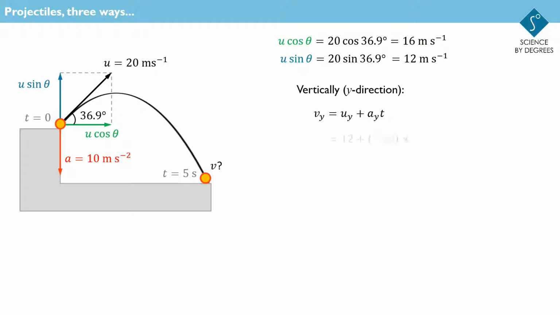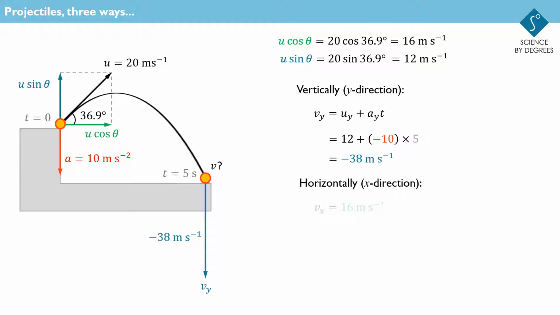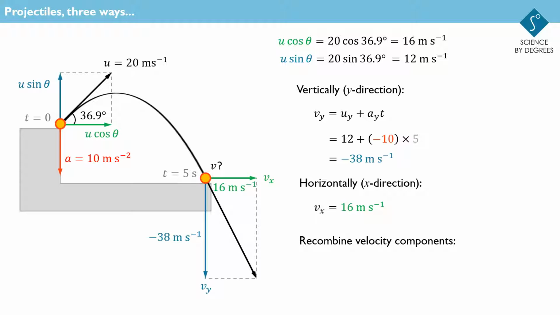So here, the final velocity Vy is equal to the initial velocity Uy plus the extra velocity gained through acceleration. Substituting values for Uy, a and t gives an answer of minus 38 meters per second, or 38 meters per second downwards. And horizontally there's no acceleration, so V in the x direction is the same as U in the x direction, which is 16 meters per second. Then we can recombine the velocity components using Pythagoras to give a final speed of 41.2 meters per second.